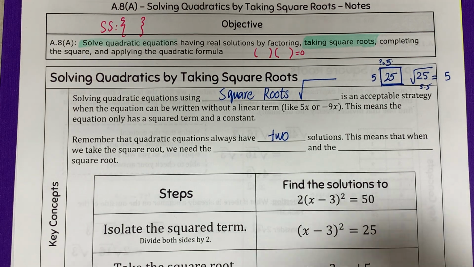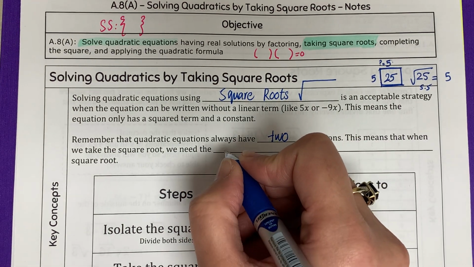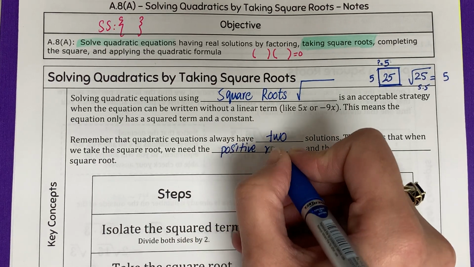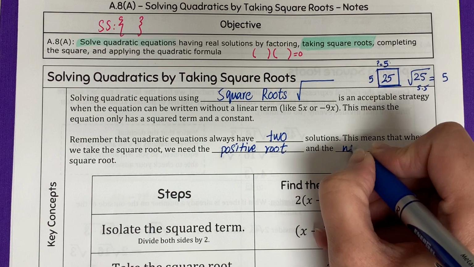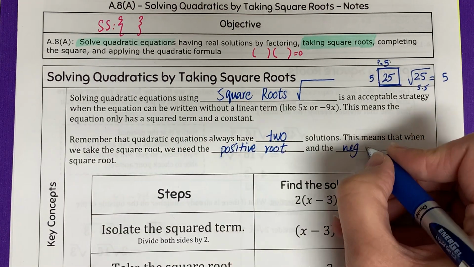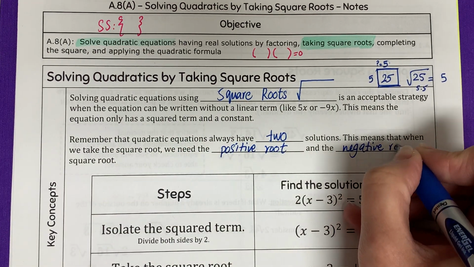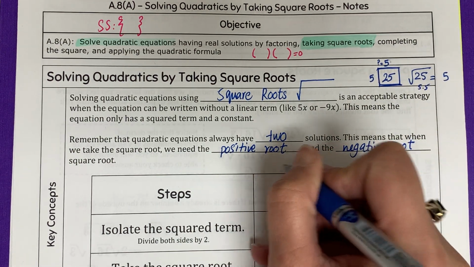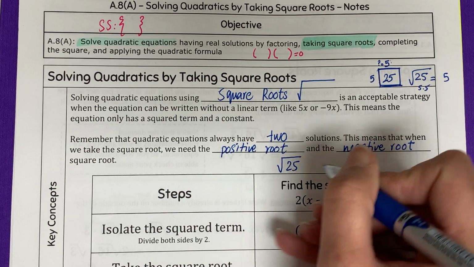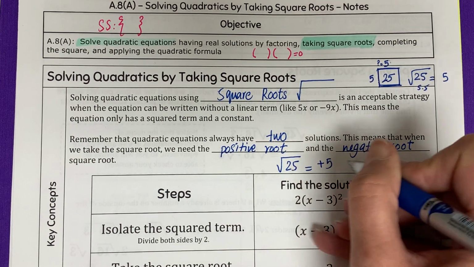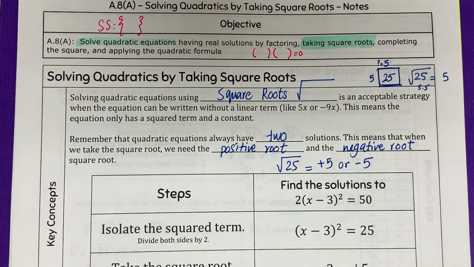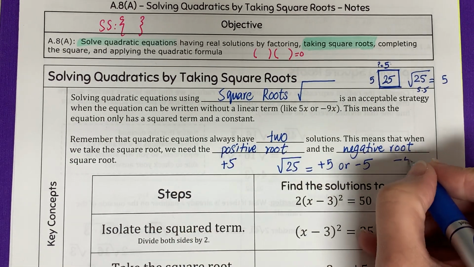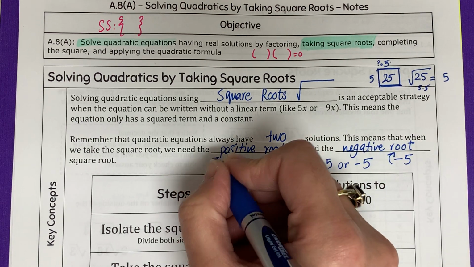I don't understand what goes over there, but I think we need positive root and negative square root. Oh, negative square root, that makes sense. Okay. So we need the positive square root and the negative square root. So what I mean is if I have the square root of 25, it's plus 5 or negative 5. This is my positive root, positive 5, and this is my negative root, negative 5. That's what they're trying to say.